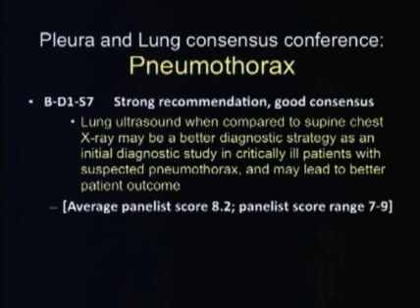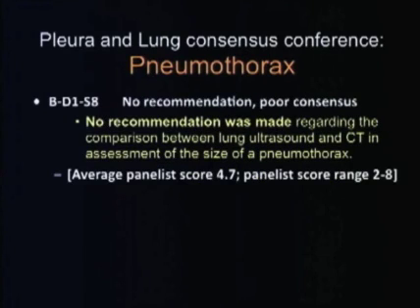Another recommendation that was another statement that was strongly recommended and in a positive regard with good consensus was that lung ultrasound when compared to supine chest X-ray may be a better diagnostic strategy as an initial diagnostic study in critically ill patients with suspected pneumothorax, and may lead to better patient outcome. No recommendation was made regarding the comparison between lung ultrasound and CT in the assessment of the size of a pneumothorax. So it turned out the average score was 4.7 and a wide range of panelist scores.